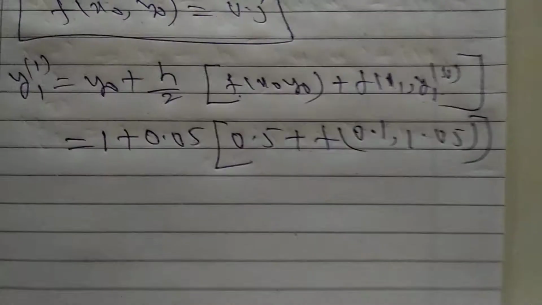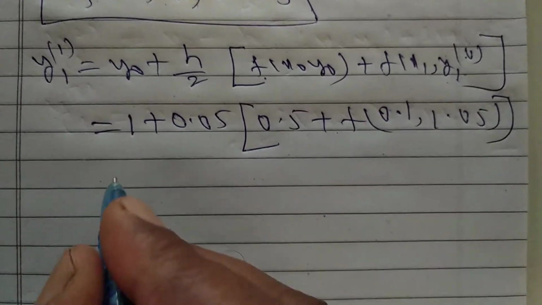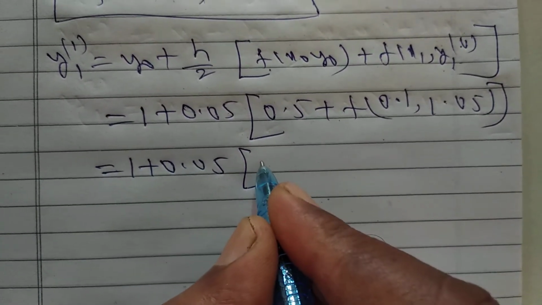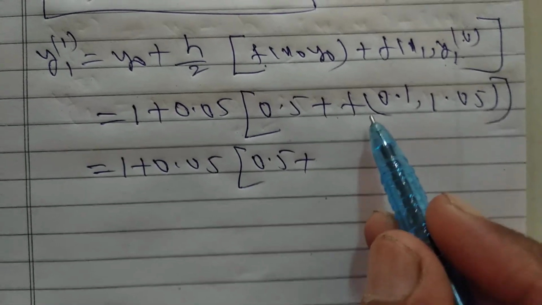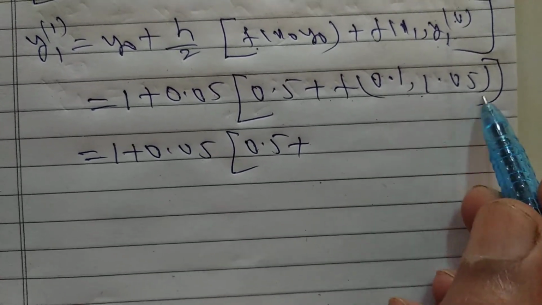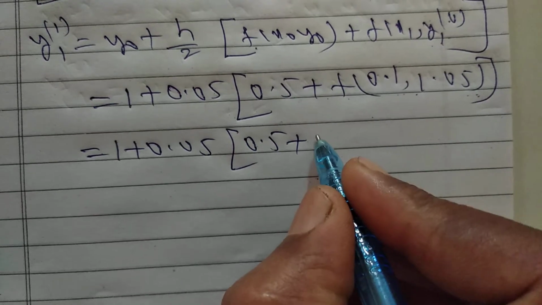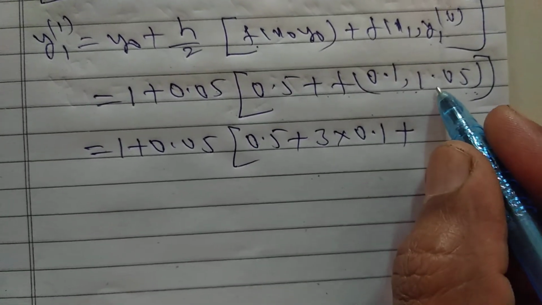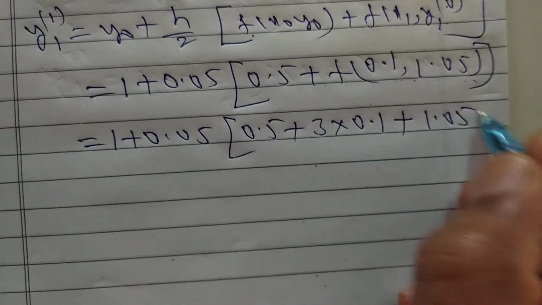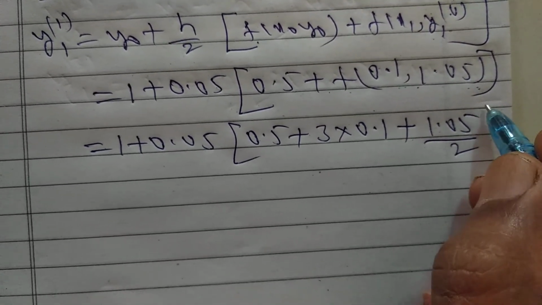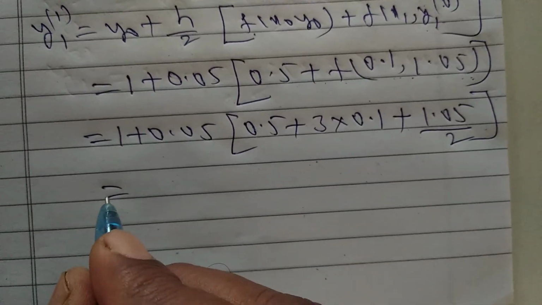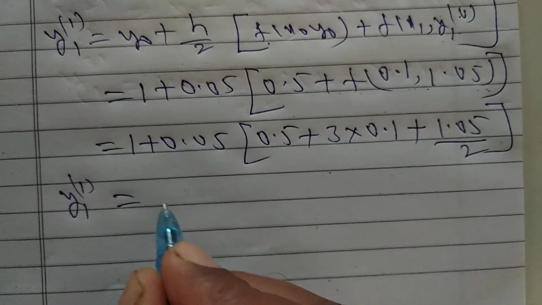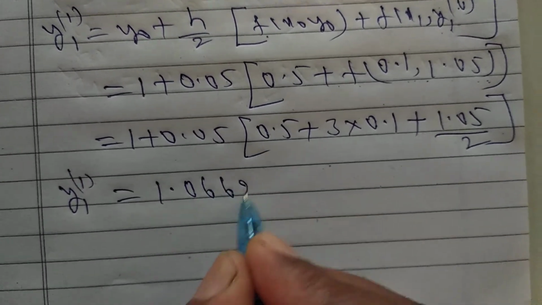So that value you have to substitute here, 1.05. This one you have to simplify. How to simplify? 1 plus 0.05 into 0.5 plus function of x comma y. Function of x comma y means the given equation 3x plus y by 2, so 3 times x, which is first 0.1, plus y by 2, where y is 1.05 divided by 2. This one you have to simply take a calculator and simplify for y1 to 1. So we will get the answer: 1.06625.